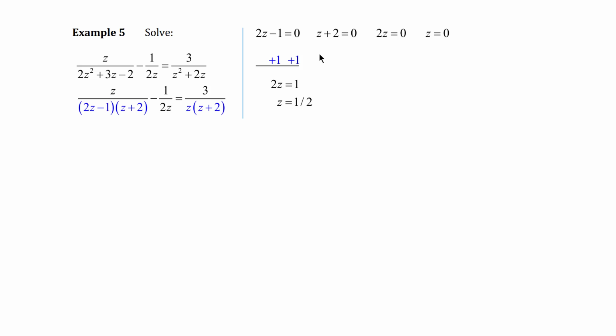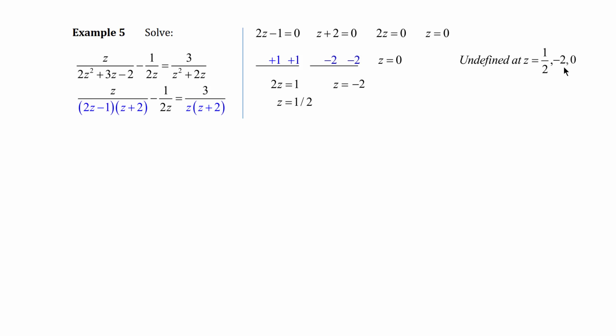Next, we solve z plus 2 equals 0. We just subtract 2 from both sides. The result is z equals negative 2. Next, we solve 2z equals 0. We just divide both sides by 2, and we get z is equal to 0. So the rational equation is undefined at z equals 1/2, negative 2, and 0.